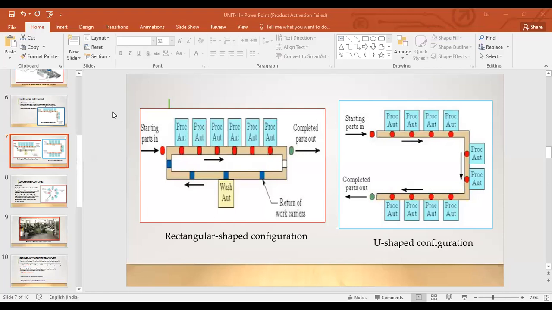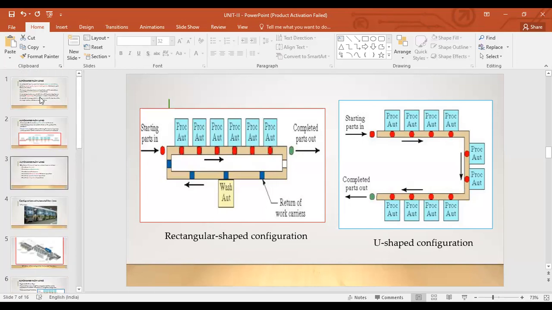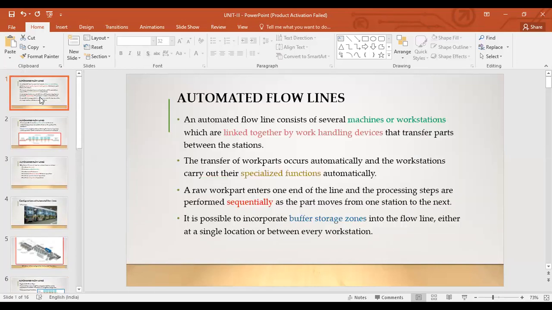So we had ended here, I believe, right? In the last class, we were discussing automated flow lines. Yes, we started the concept of automated flow lines.